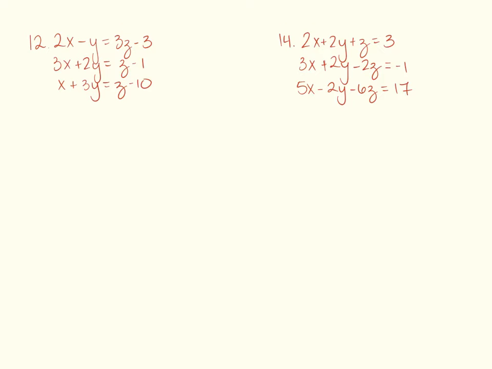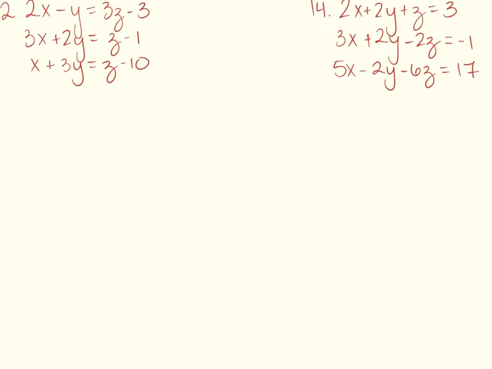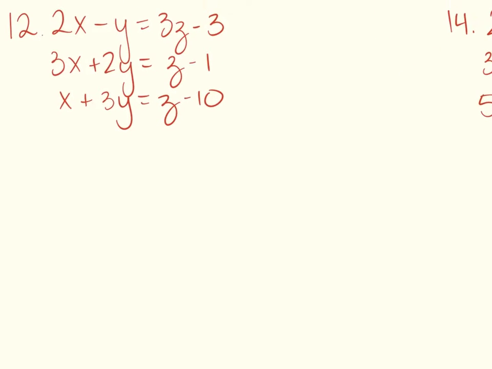In that first example, the way to find the solution was very simple. Unfortunately, most of them are not like that. So if we move on and look at number 12, the 3 equations we're given are 2x minus y equals 3z minus 3, 3x plus 2y equals z minus 1, and x plus 3y is equal to z minus 10. Okay, so we've got 3 equations, all with 3 variables in each, and we need to solve.